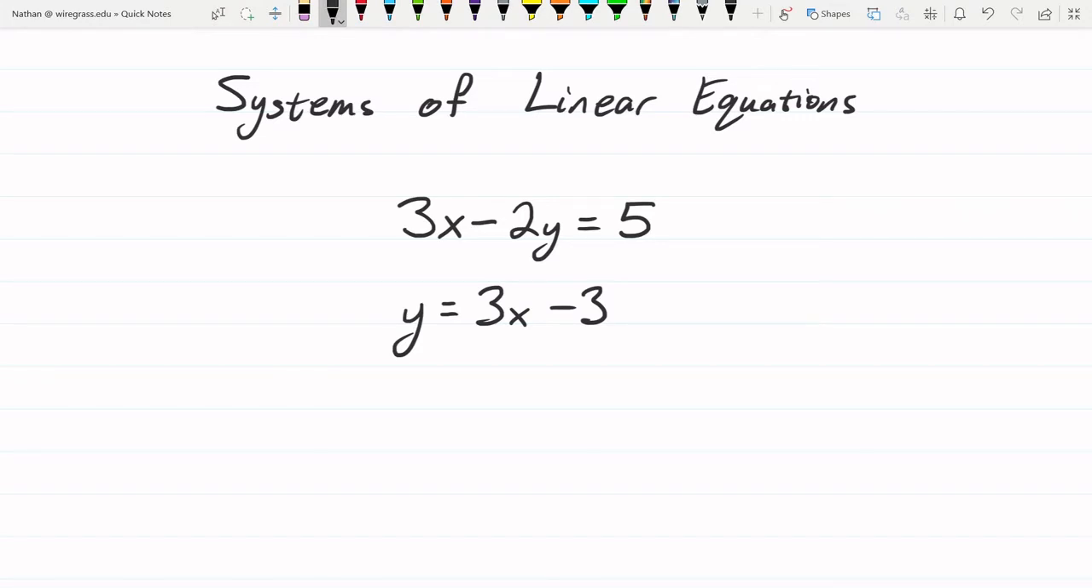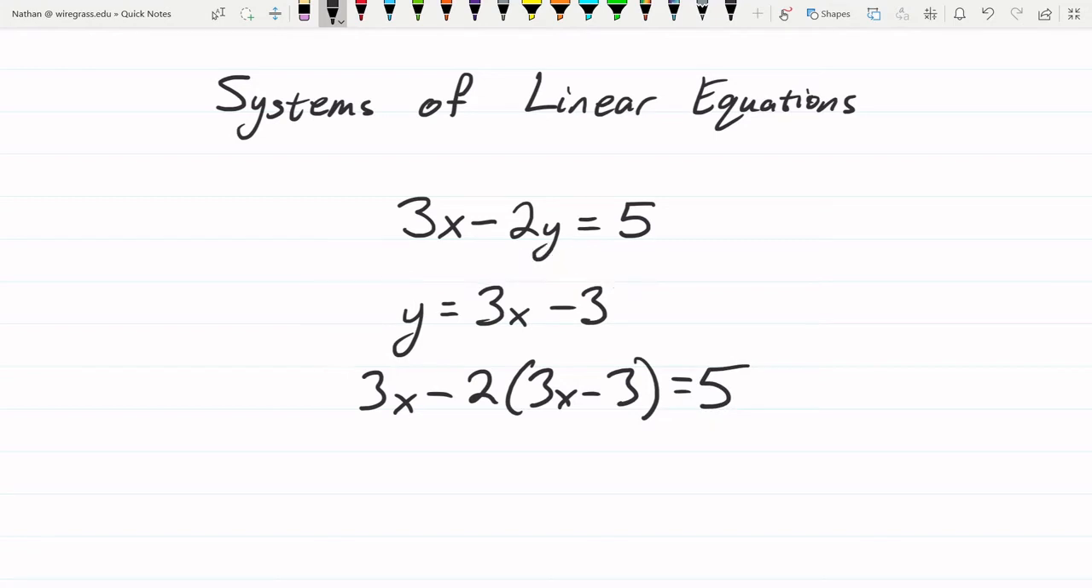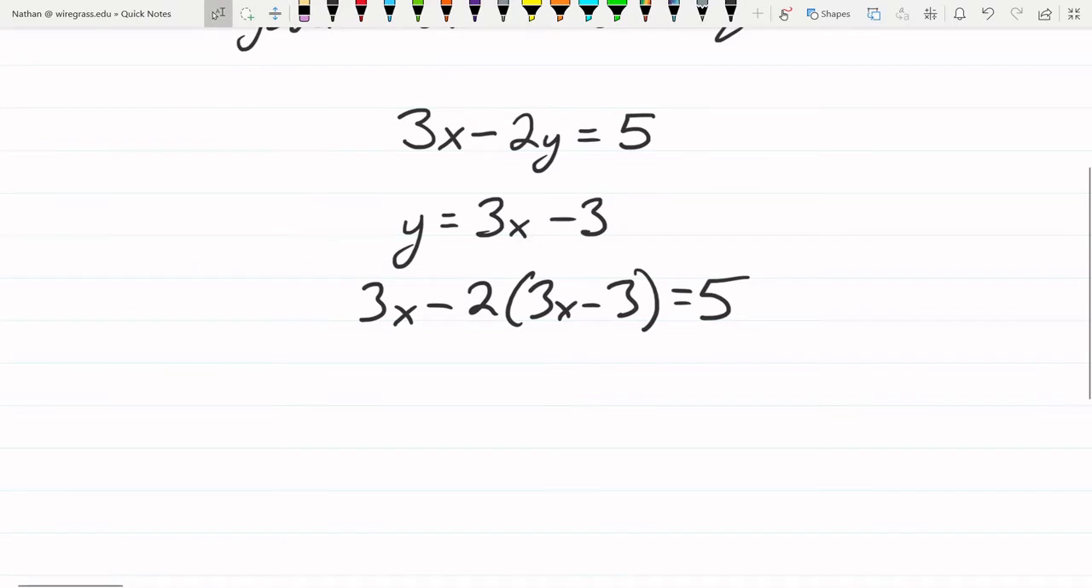I can take y equal the bottom equation, y equals 3x minus 3, and I can plug this right into here, into this y. All this stuff just goes right into there. What this does is it gives me 3x minus 2 times y. Well, y is just 3x minus 3. So 3x minus 3. And then, of course, the equals 5 is still there. This is a linear equation in one variable, and we know how to solve these already. We just solve for x.